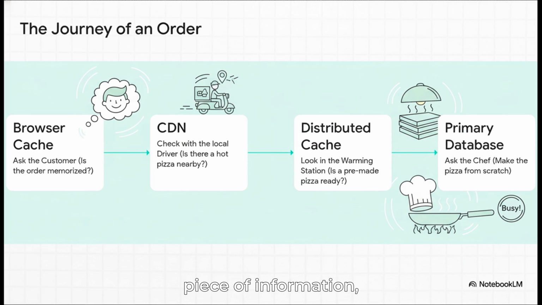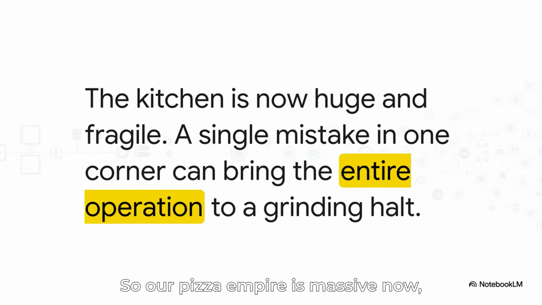When your app needs a piece of information, it doesn't just go straight to the busiest person. First, it asks the customer, that's the browser cache. Then it checks with the local delivery driver, that's the CDN. Then it looks in the kitchen's warming station, the distributed cache. And only if it can't find it anywhere else does it finally go and bother the main chef, our primary database.